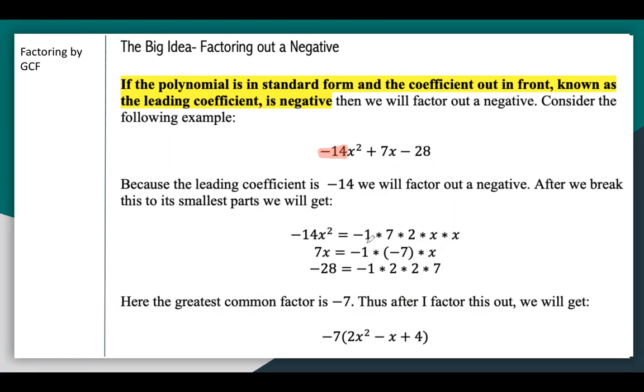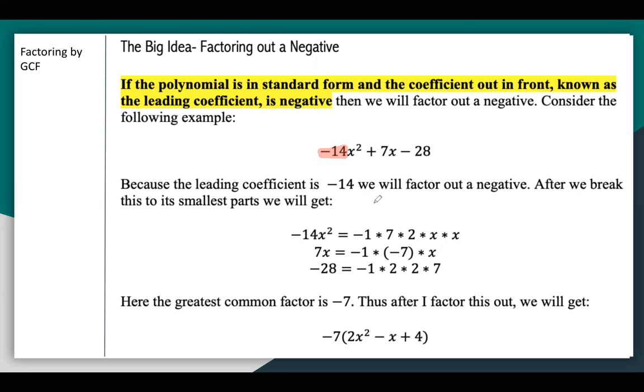Well, if you take a look at this, negative 14x squared is negative 1 times 7 times 2 times x, because negative 1 times 7 is negative 7. Negative 7 times 2 is negative 14 times x. 7x, well, if we're taking out a negative, I have to write out a negative 1 times negative 7 times x, because negative 7 times negative 1 is positive 7. And then negative 28 is negative 1 times 2 times 2 times 7.